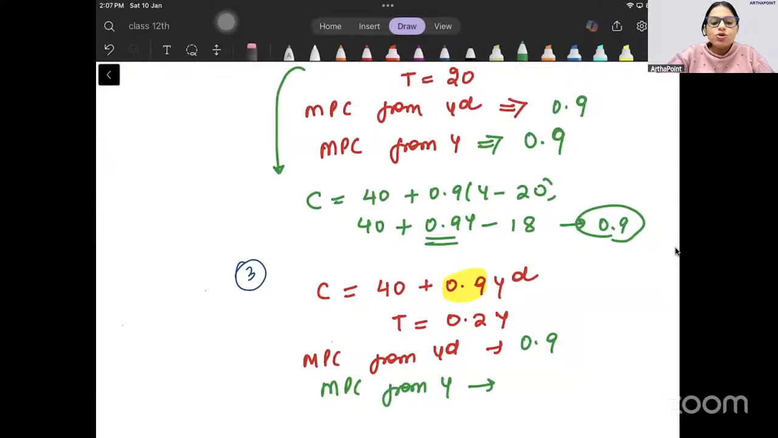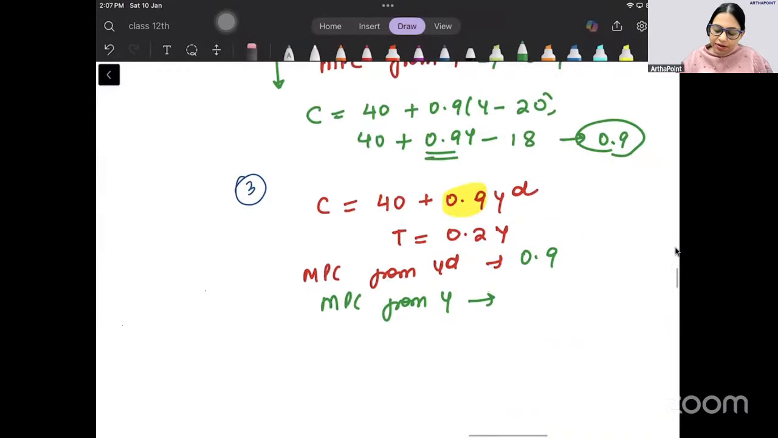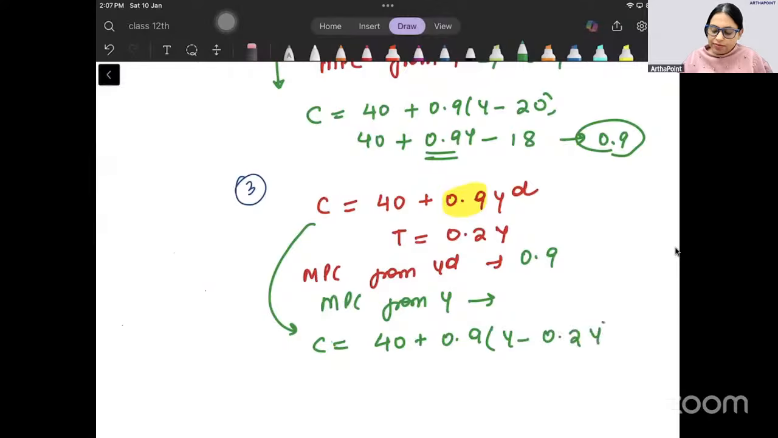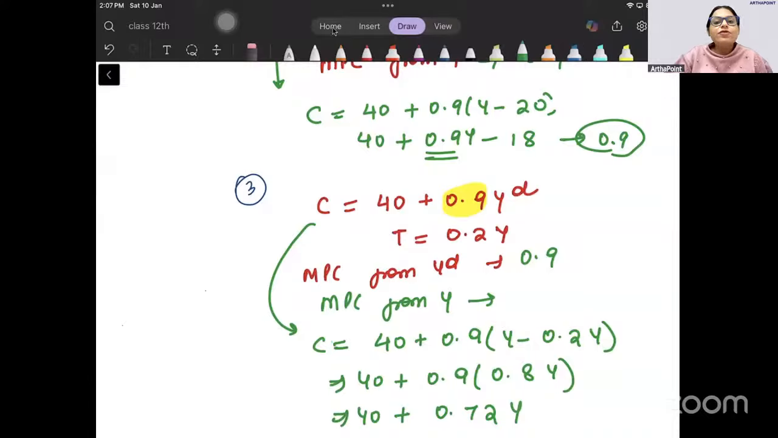Yes, good. So MPC from y means the coefficient of y. So if I write here, I will get C is equal to 40 plus 0.9y minus 0.2y. Income minus tax. So it will be 40 plus 0.9 times 0.8y, so 40 plus 0.72y. So MPC from income will be 0.72. Does this make sense?